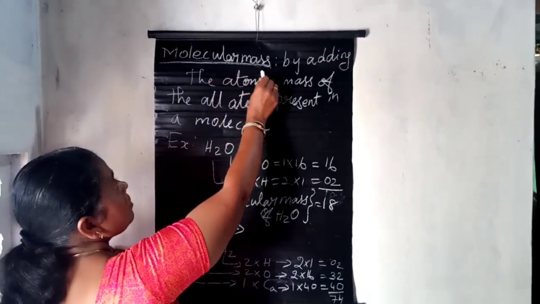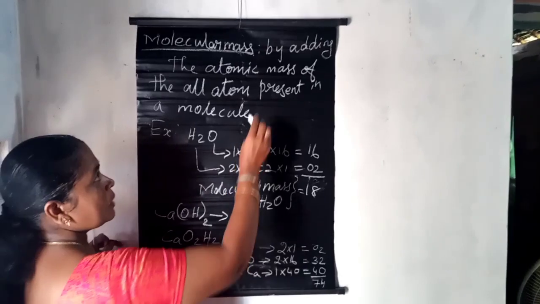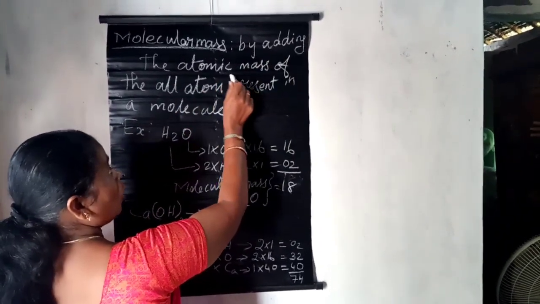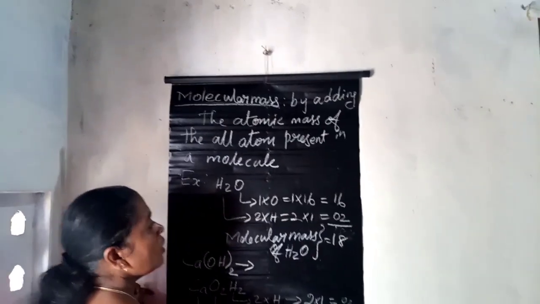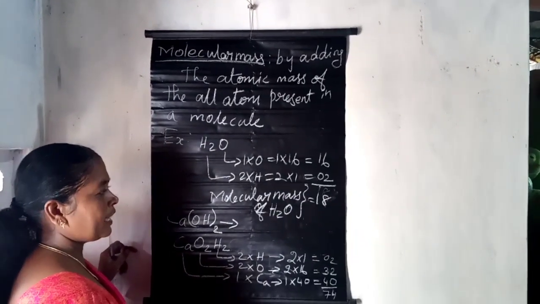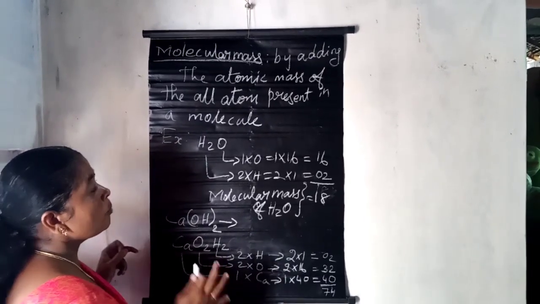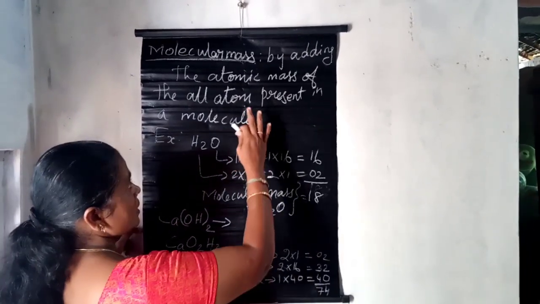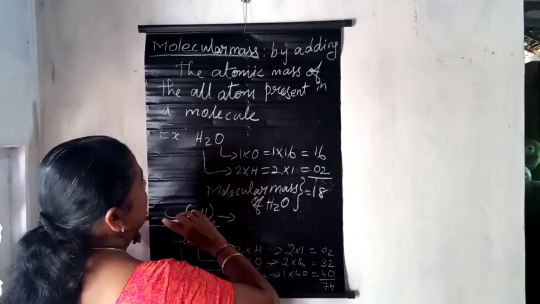Next, we have to see molecular mass. What is meant by molecular mass? Molecular mass is nothing but adding the atomic mass of all the atoms that are presented in a molecule. One molecule contains 5 atoms, 6 atoms, 2 atoms, 3 atoms. Whatever number of atoms it has, you add those masses and you get the molecular mass.